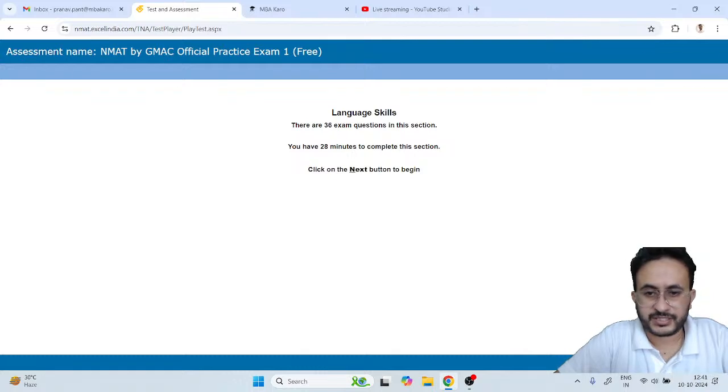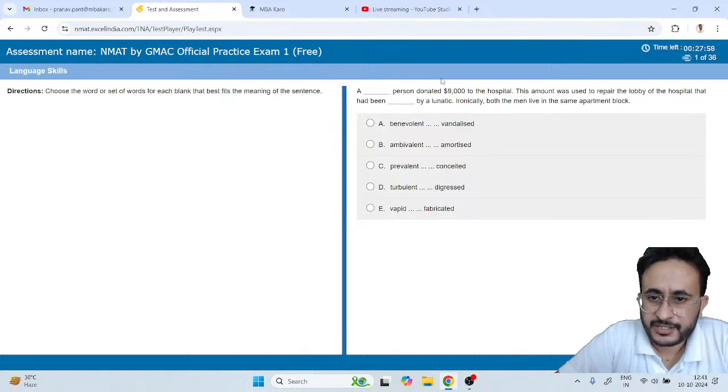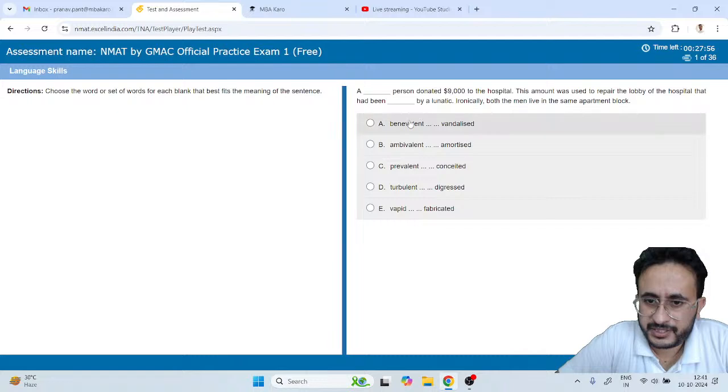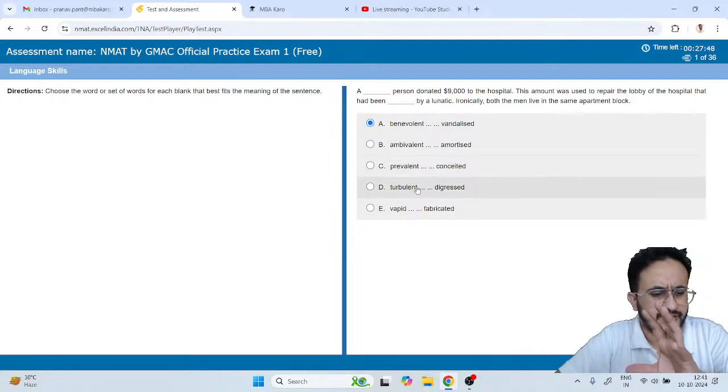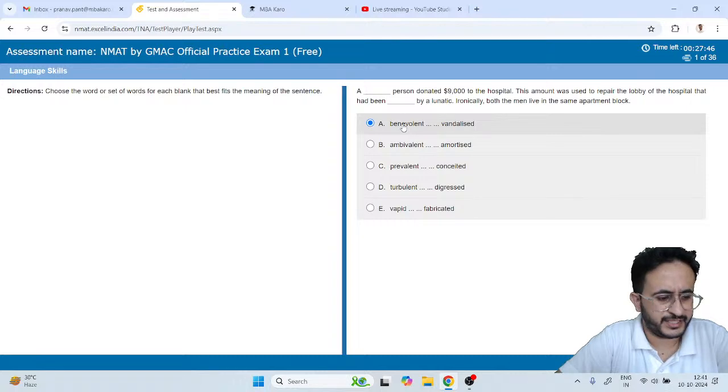All right, so let's see the first one. A dash person donated 9,000 to the hospital. So benevolent looks right, a kind person. This amount was used to repair the lobby of the hospital that had been vandalized. So it is a fairly simple question. You need to know benevolent is kind and vandalized means destructive.